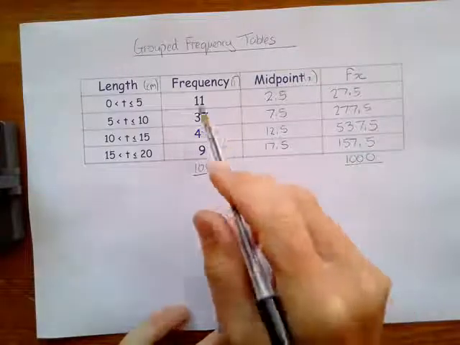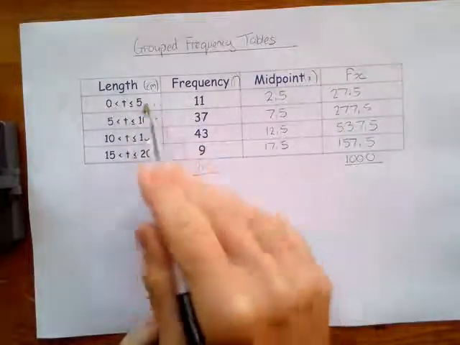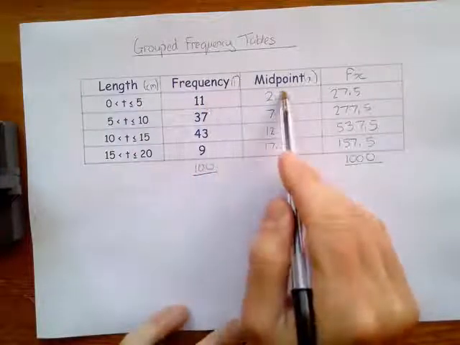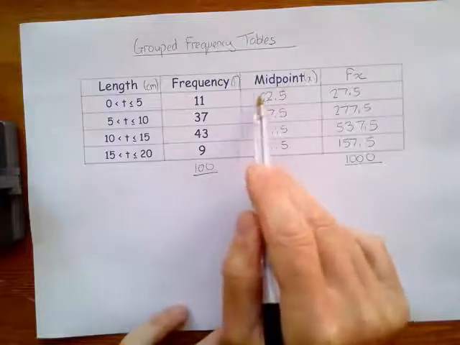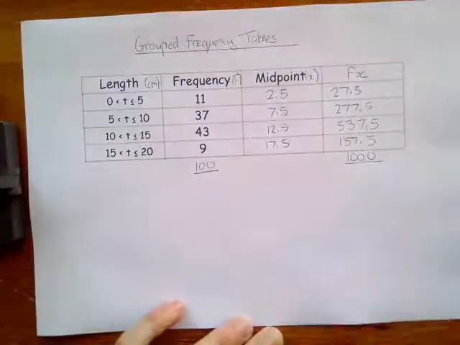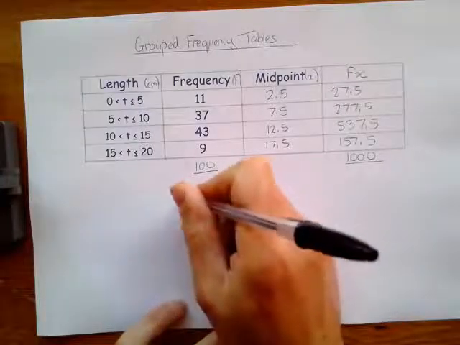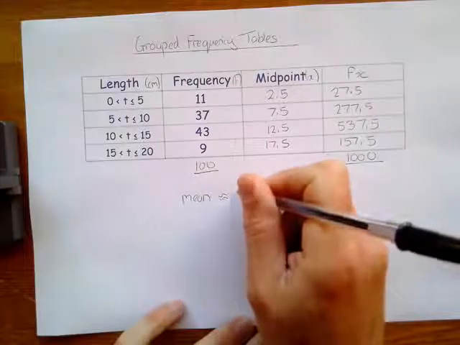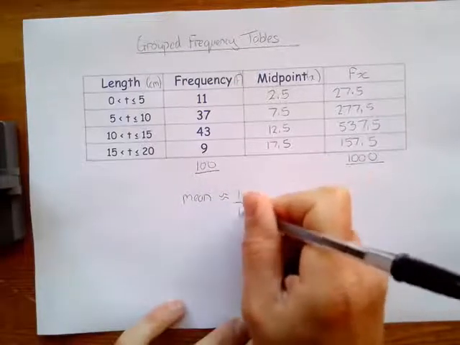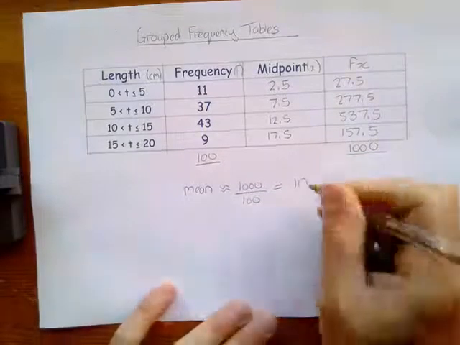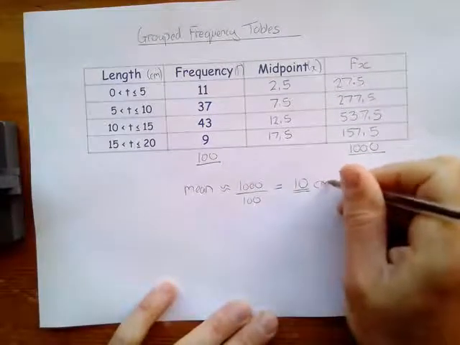Because remember, these aren't all 2.5, although I've pretended they're all 2.5. They're not, but that's the sort of compromise of putting them in groups. So that's up to 1,000. There are 100 of them. So what's the mean? Well, the mean is going to be 1,000 divided by 100, which is 10. So the mean length, centimeters.